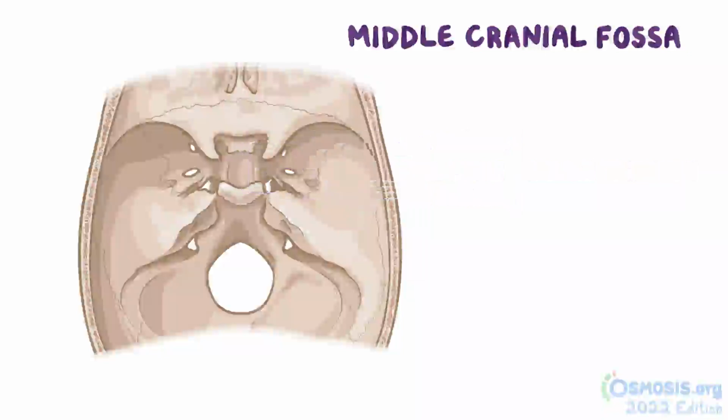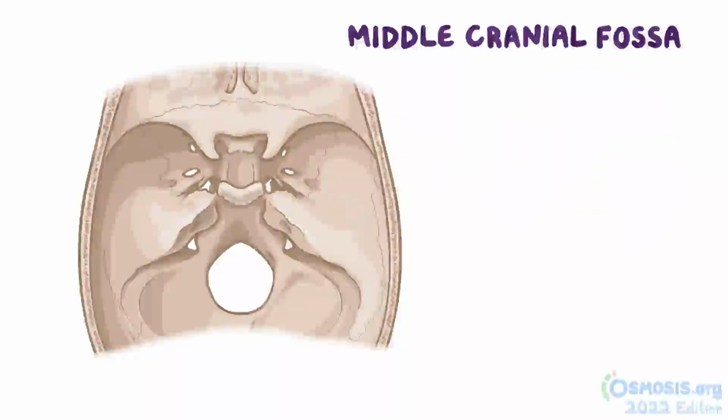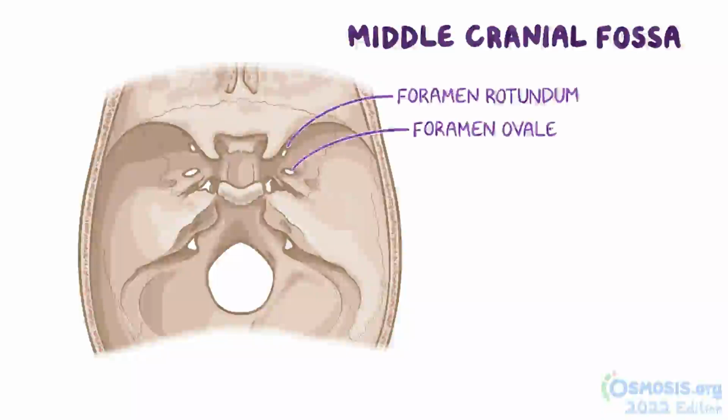Laterally, on each side of the tuberculum sellae, there's the optic canal and the superior orbital fissure, delimited by the lesser and greater wings of the sphenoid and opens anteriorly into the orbit. On each side of the body of the sphenoid, there are 3 foramina that travel through the greater wing of the sphenoid bone: the foramen rotundum, foramen ovale, and foramen spinosum.